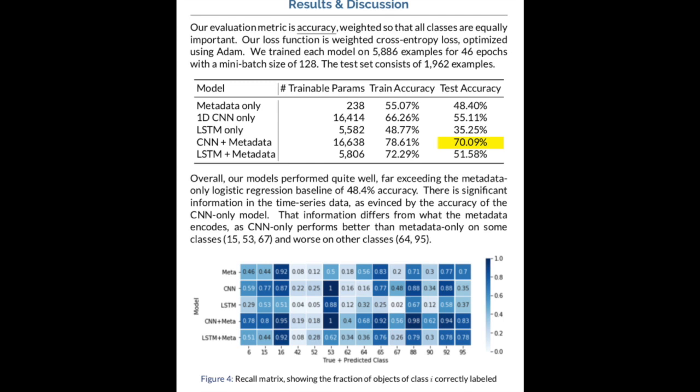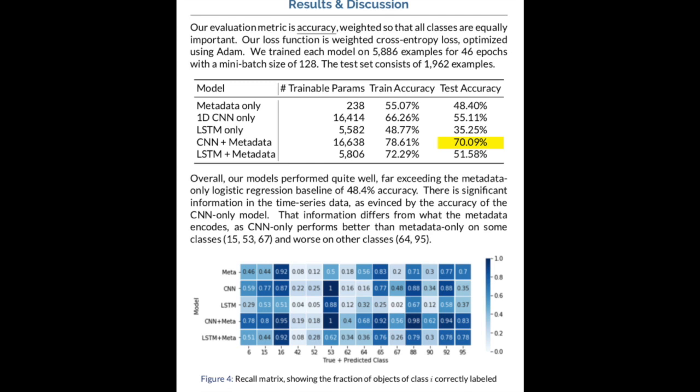For example, looking at the top left cell, we see that for the metadata-only model, 46% of class 6 objects were correctly labeled as class 6. You can see clearly that some objects are harder to get right than others, like classes 42 and 52 versus the easier class 16. The different models also seem to be taking advantage of different pieces of information.